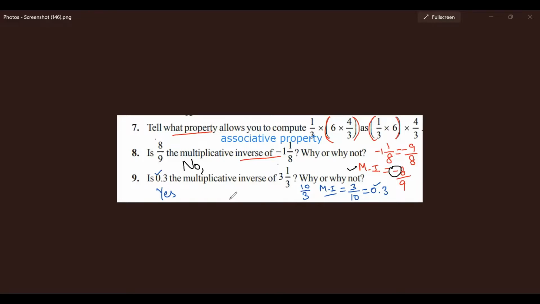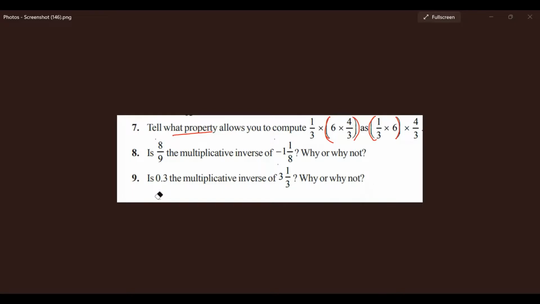Okay, so I'm telling again how you are going to write the reason. Let me erase it. You will just show these steps, whatever I'm showing. You will write the improper fraction. You will write the multiplicative inverse. Then you will write yes, it is the multiplicative inverse of this.